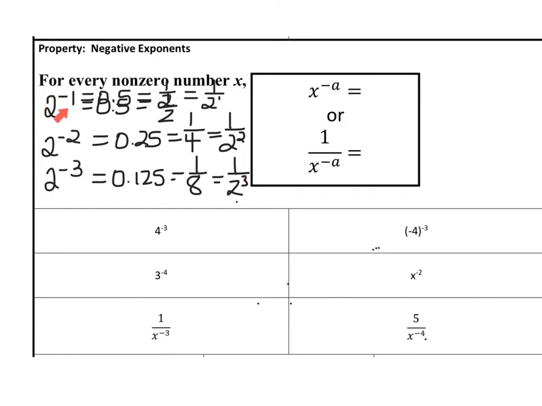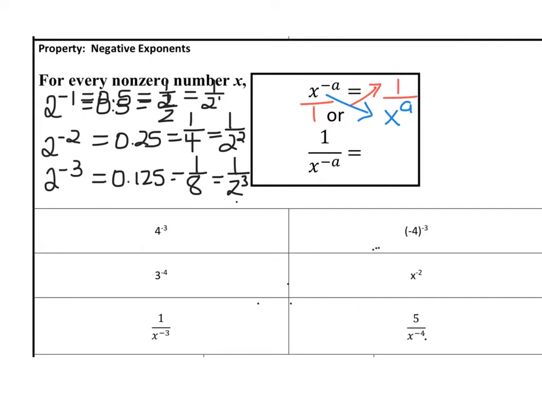So what happens when we have a negative exponent? We have to make a fraction. The base goes on the bottom, and this exponent becomes positive. So for example, let's look at x to the negative a. If I write this as a fraction, basically I'm just going to flip them over. The 1 goes on top. The base goes on the bottom, and the exponent becomes positive, sorry.